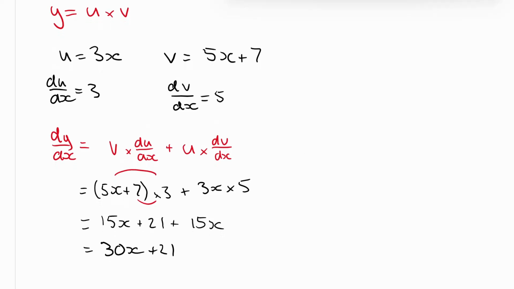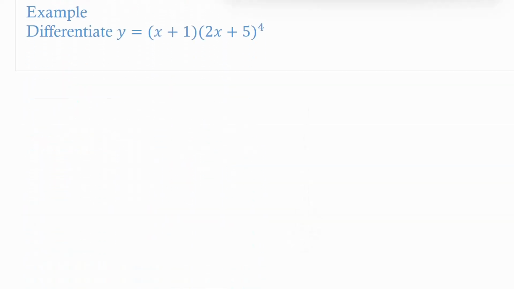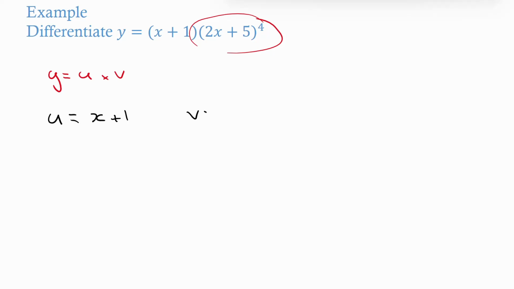So pretty straightforward. Make your u, make your v, differentiate both, and then use your formula. Here's another one we're going to do. Differentiate this version. The reason I picked this one to show you is because it does involve having to use the chain rule to differentiate that part. So my u is going to be x plus 1, and then my v is going to be 2x plus 5 to the power of 4.